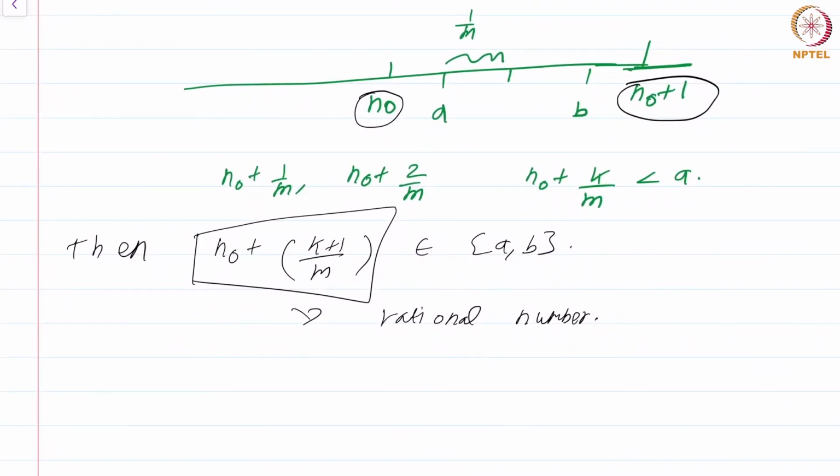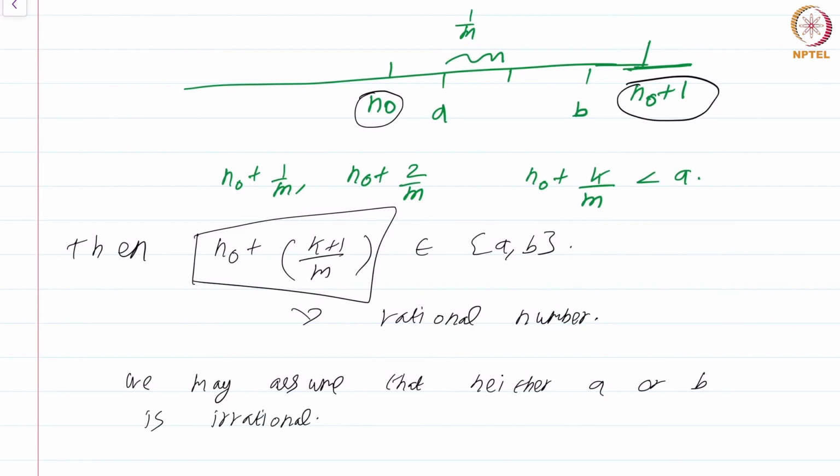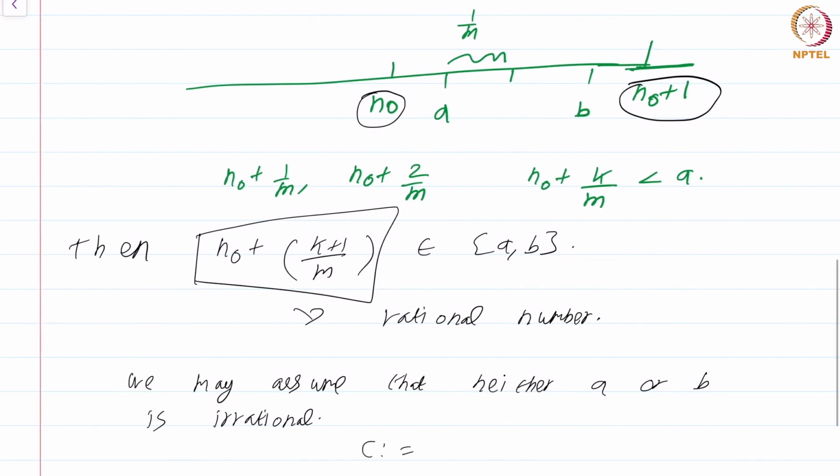That is even simpler. We may assume that neither a nor b is irrational, for the same reasons that we made the analogous assumption. Then c, which is defined to be (a plus b) by root 2, works. Why? I leave it to you to check why this works. It's rather straightforward.